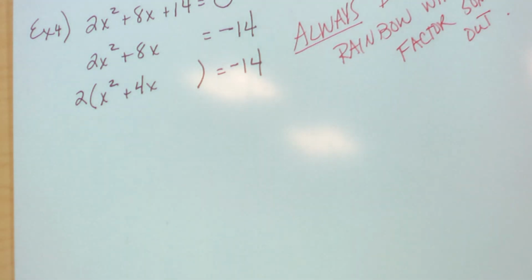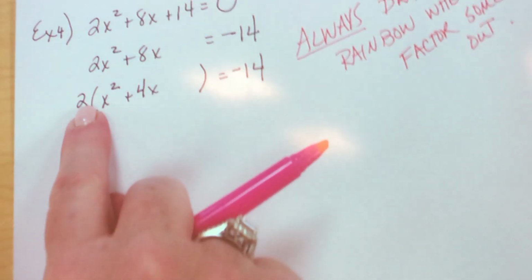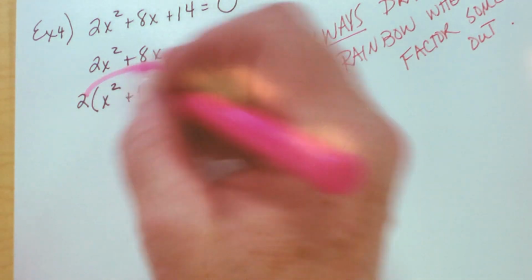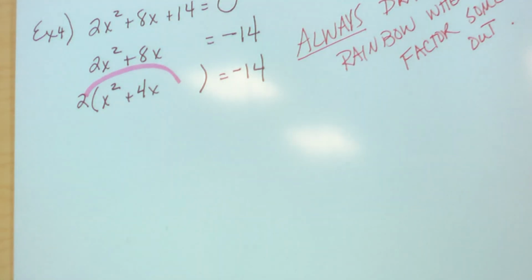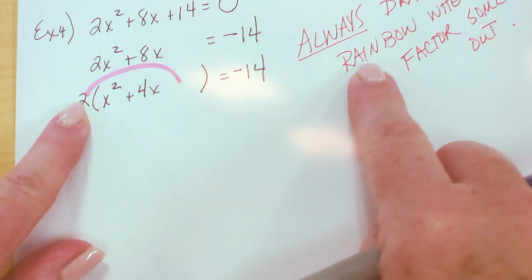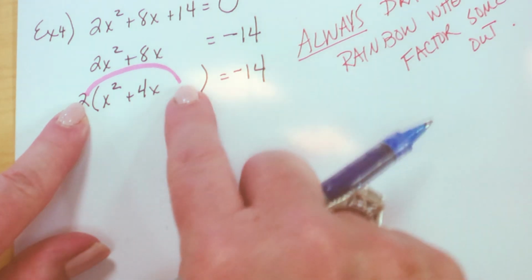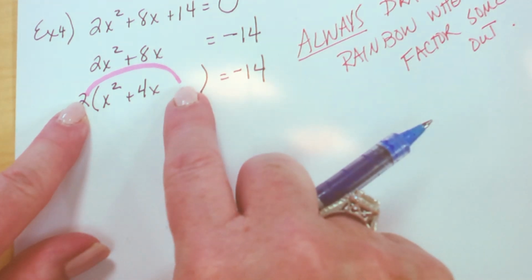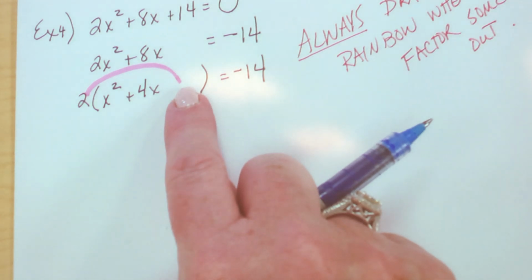As soon as I factor something out, my brain goes, oh, you better draw the rainbow. So I'm going to draw that rainbow right there. Now, when I just keep on going with what we know to do, you're going to see why it's going to be a careless mistake if you don't have that reminder. When I say draw the rainbow, I call it a rainbow not just because it's shaped like a rainbow, but I'm always going to make it a different color so it stands out. I've done it with my pencil before, and it doesn't stand out, and I just ignore it. So I would use a different color pen.